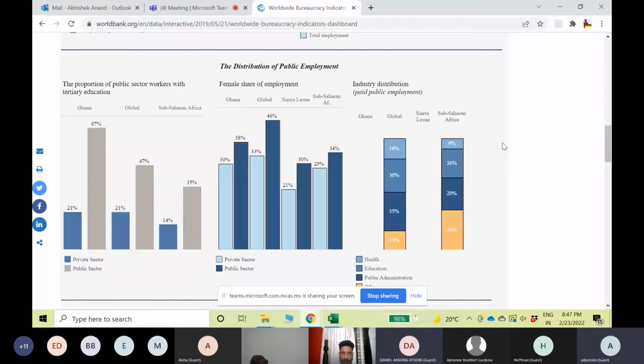Let me say the immaturity or the lack of growth in the private sector, and then government policy to recruit certain categories of graduates, may have contributed to the high percentage of people who are in the public sector.